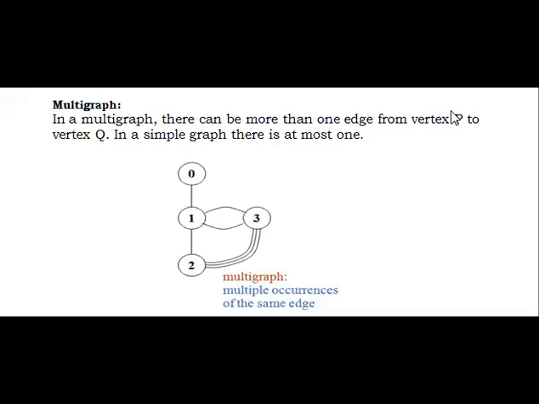The next one is multigraph. Multigraph means there can be more than one edge between the vertices, that is, from vertex P to vertex Q. For example, here in the third vertex, the vertex is visited through 1 and visited through 2, and two or three more times the edges will be visited to another node. That is called a multigraph. So it is the multiple occurrence of the same edge that is called a multigraph.